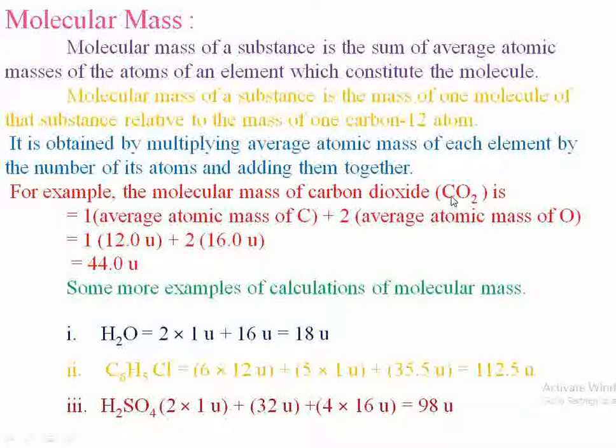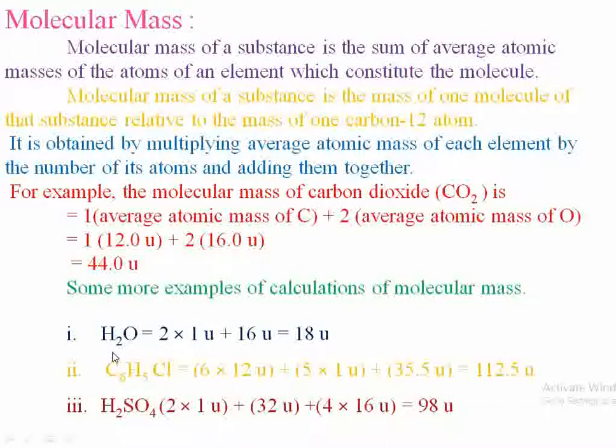there is one carbon atom, therefore 1 multiplied by the average atomic mass of carbon, plus 2 oxygen atoms multiplied by the average atomic mass of oxygen. Therefore, 1 into 12 U plus 2 into 16 U equals 44 unified unit. This is the molecular mass of carbon dioxide. Some more examples are taken here, with their molecular masses.